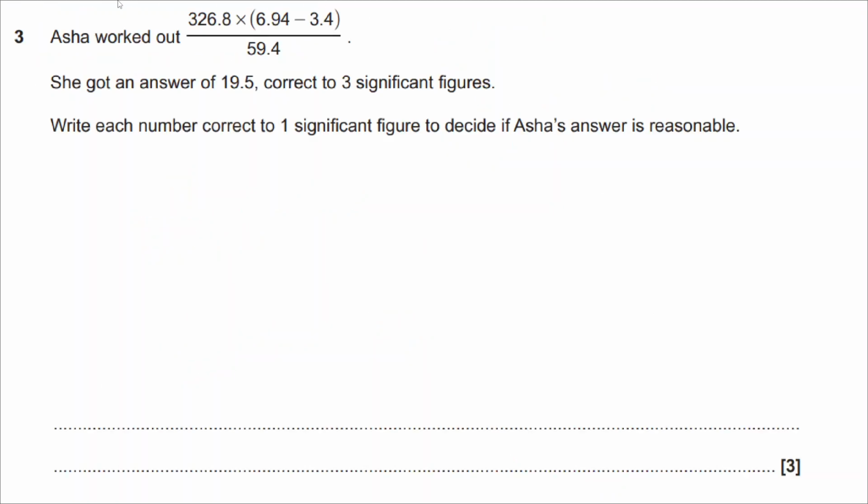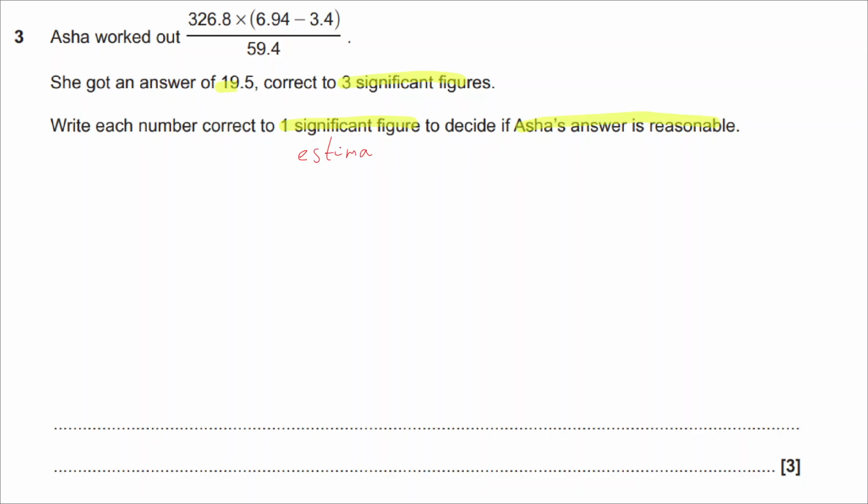Question 3, we've got this. Aisha worked out this calculation that you can see up here. She got an answer of 19.5 correct to 3 significant figures. Write each number correct to 1 significant figure to decide if Aisha's answer is reasonable. So this is actually right, just saying if you round to 1 significant figure, you are basically estimating.